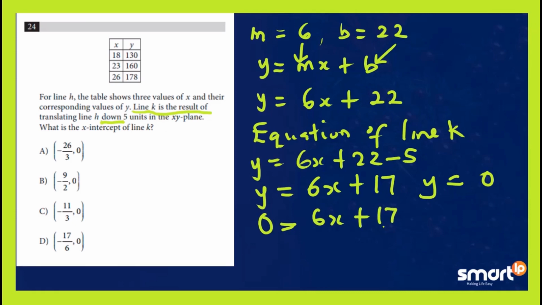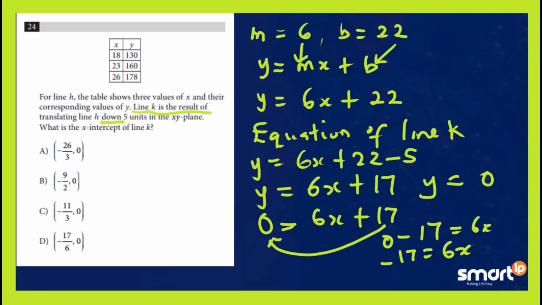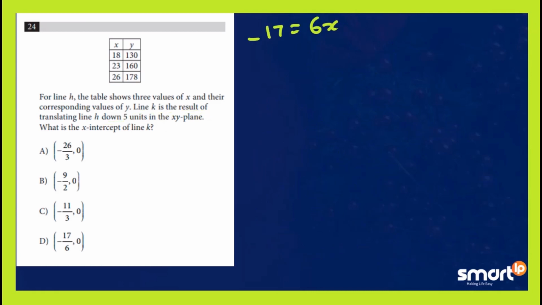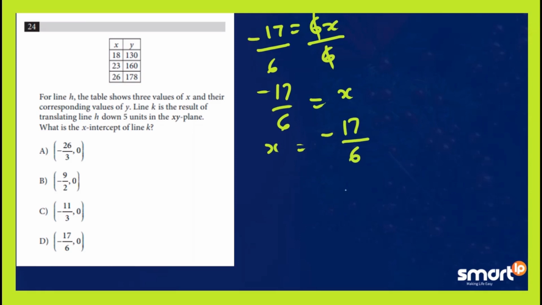So we collect like terms. This guy goes to the left, and we have 0 minus 17 equals 6x. So minus 17 equals 6x. The next thing we're going to do now is divide both sides by 6 so that we can eliminate the 6 beside the x. Divide both sides by 6. So 6 cancels 6, and we have minus 17 over 6 equals x. So our x is minus 17 over 6.